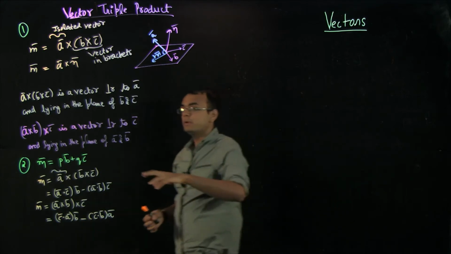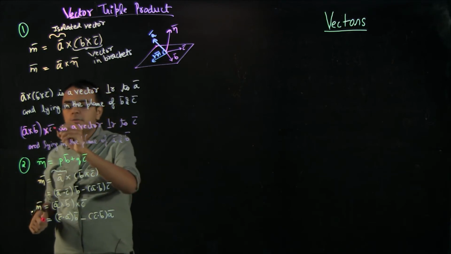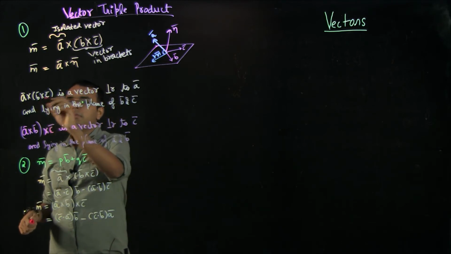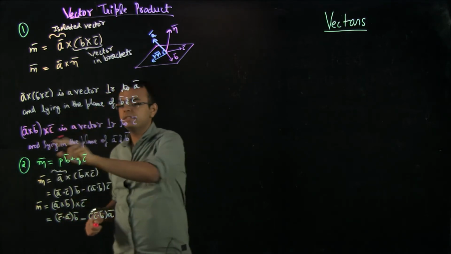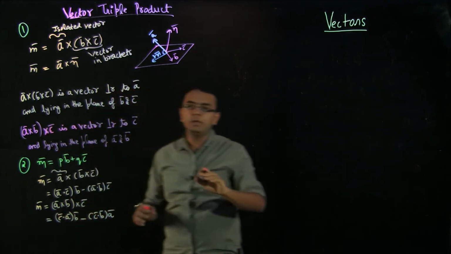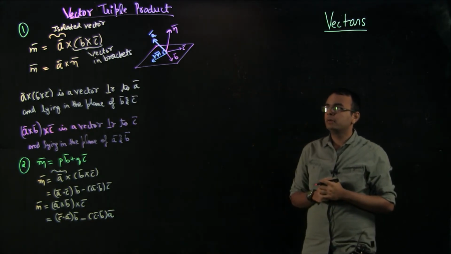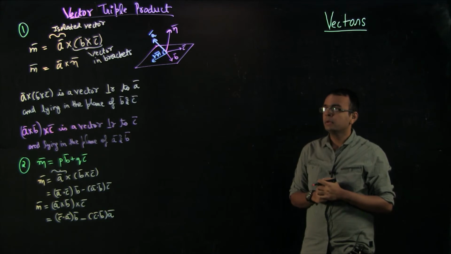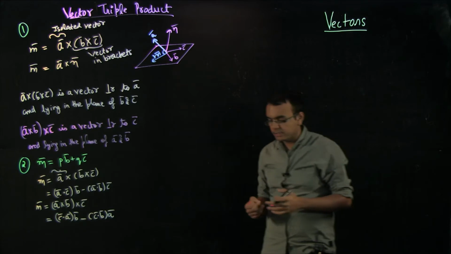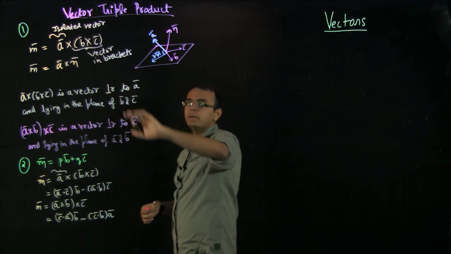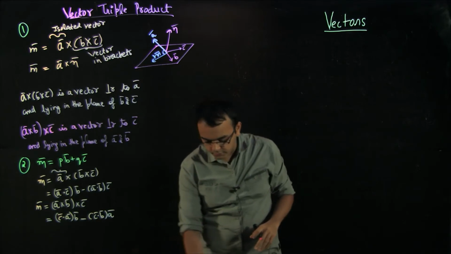You should remember that you cannot exchange the brackets, because A cross (B cross C) is a vector perpendicular to A lying in the plane of B and C, whereas (A cross B) cross C is a vector perpendicular to C and lying in the plane of A and B. So they are two completely different vectors. I hope you are able to understand this. These are the only two important properties for A cross B cross C. There is no physical significance other than understanding this part. So I really want to jump directly into problem solving.